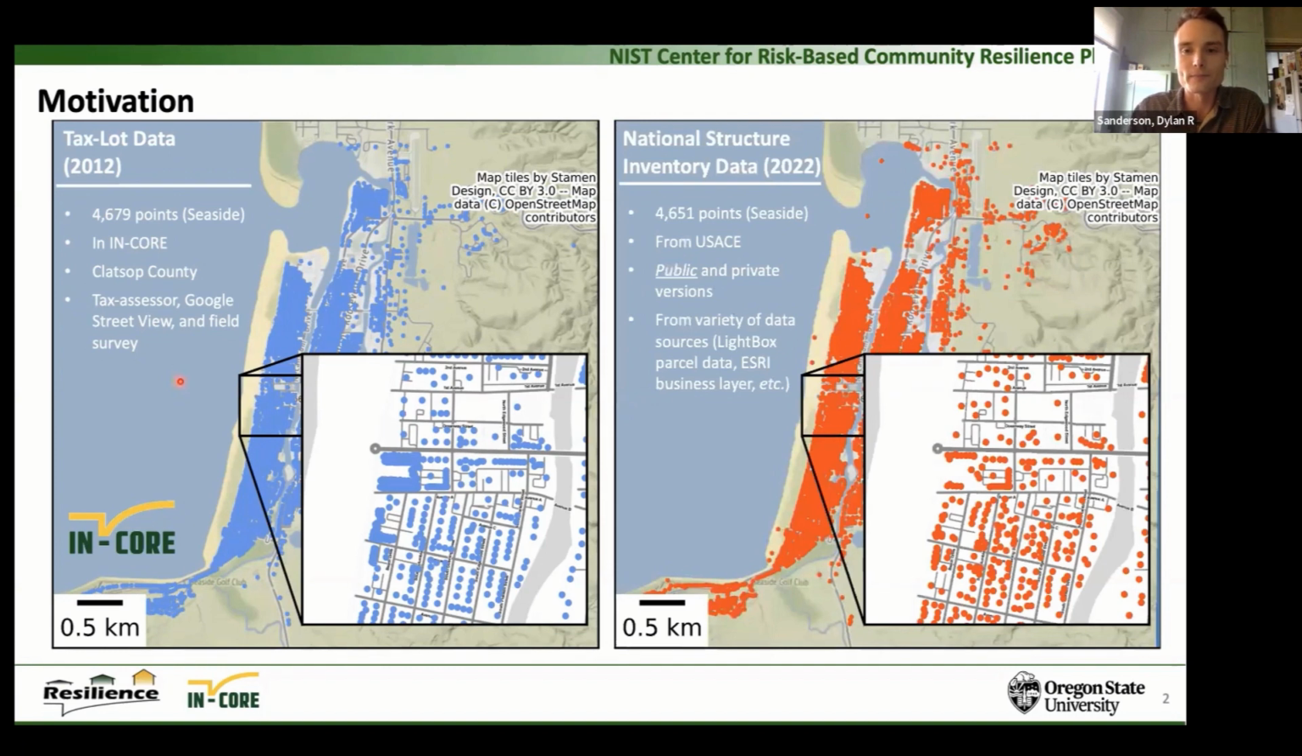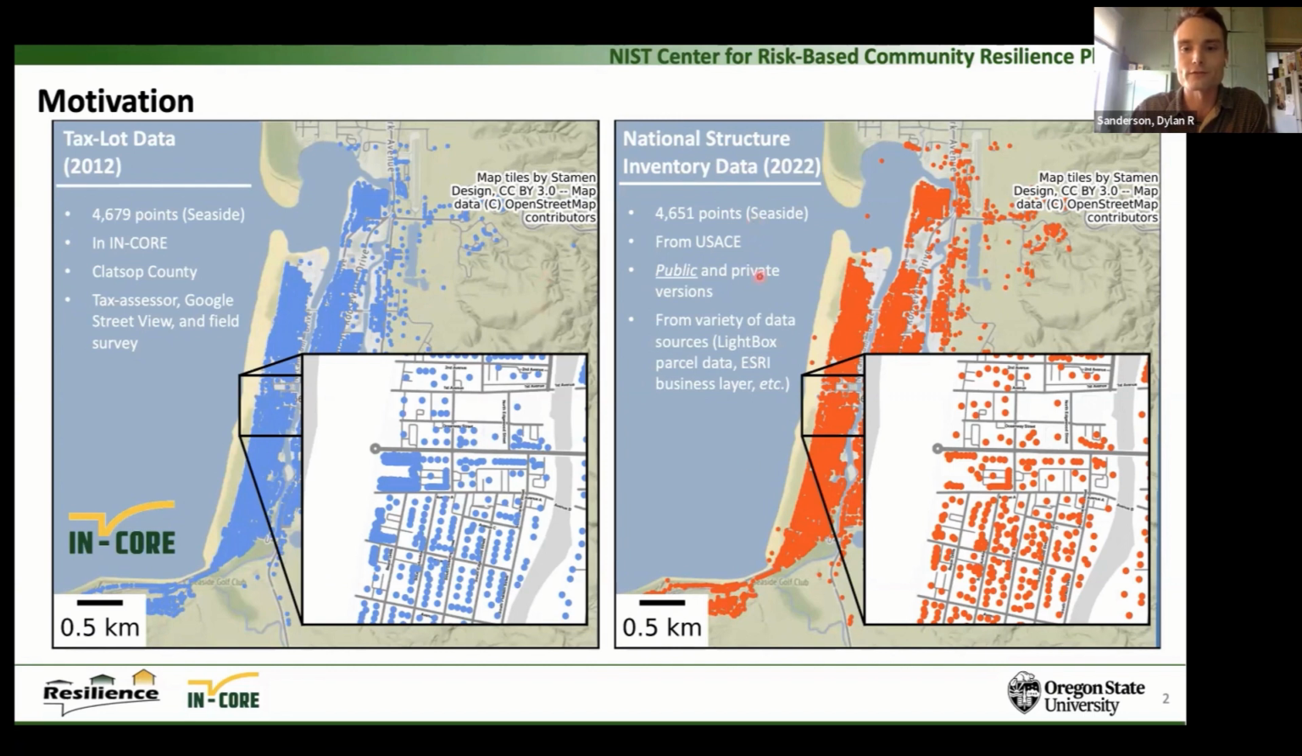On the NSI side, I believe this was publicly released last November. So I pulled this down from their website. And for the same geographic region, there's 4,651 points, so pretty comparable there. I believe they have a public and private version, so using the publicly available version for this, where they don't provide as many attributes in the data, or some of the data provides medians instead of specific information.